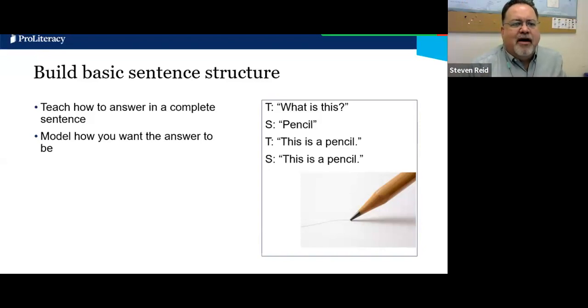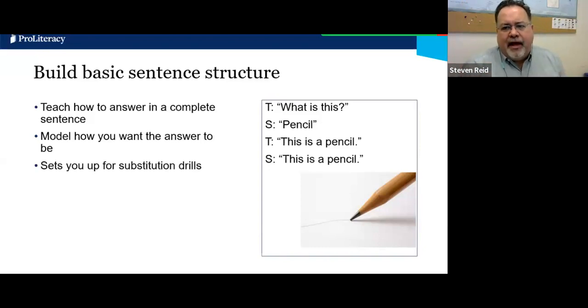The nice thing about doing it this way is it sets you up for substitution drills later. This is a pencil, this is a pen. These are pencils. And so you can make one little change and help them learn whatever the skill is, the new vocabulary, and see it in that same sentence structure by creating those substitution drills. That's going to help you and help them with the pattern, but it'll also help them with that new vocabulary.